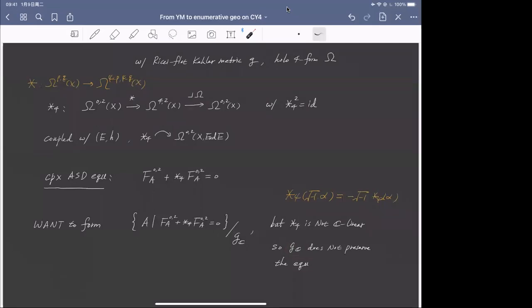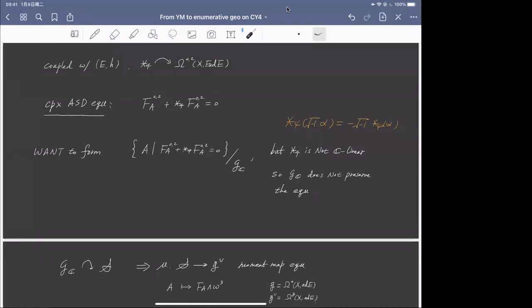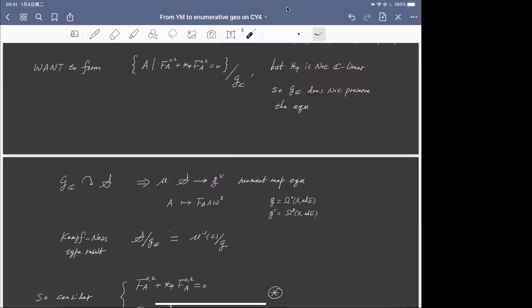The way to help this is some well-known things in symplectic geometry, or Kähler quotients. Recall that, let's pretend this is some Kähler manifold, and this is some reductive group, which is a complexification of some compact Lie group. From this data, we can construct the so-called moment map equations, which is from this Kähler manifold to the dual of the Lie algebra of G. In this particular case, the moment map starts with a connection A, and we want to map to the dual of the Lie algebra.